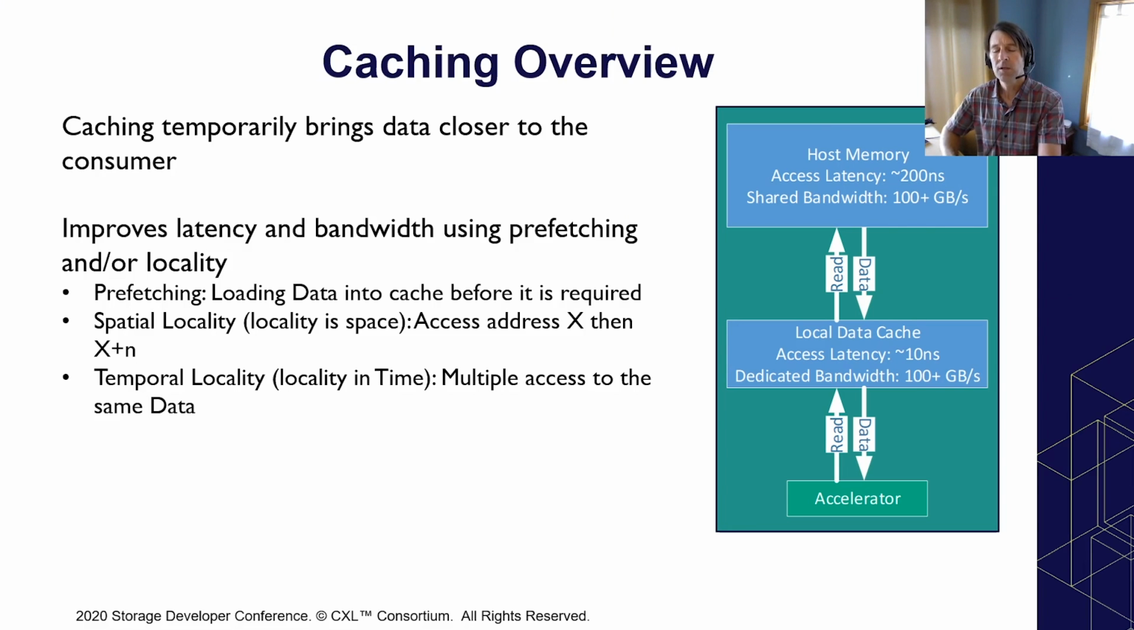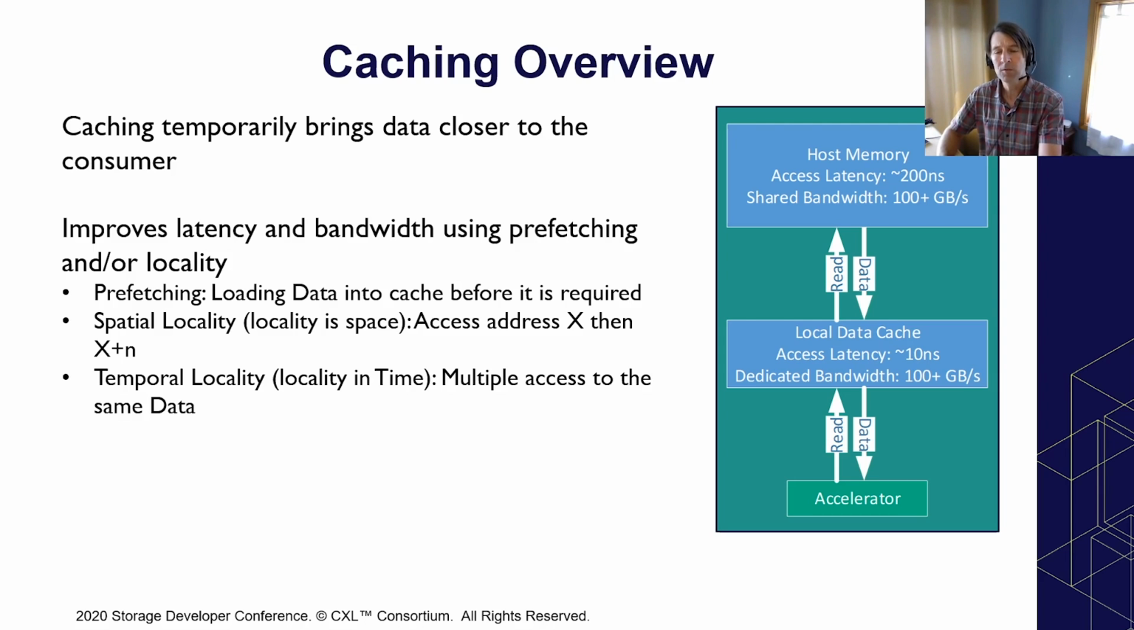So caching conceptually is a way to bring data temporarily closer to the consumer. It improves latency and bandwidth by allowing the use of prefetching and/or locality within the cache. And when I say prefetching, I'm referring to the idea that we can load data into the cache before it's required by the consumer. This can be done either through software or hardware mechanisms. And when we say locality, we have two variants of that.